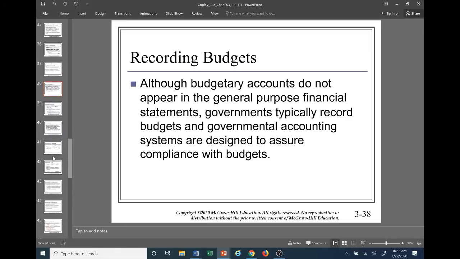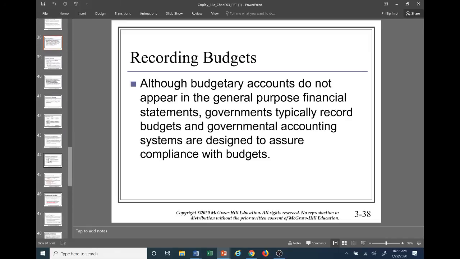So recording budgets. Although budgetary accounts do not appear in the general purpose financial statements, as I just said, you have your own separate ledger. You have a ledger that you use to make your entries for your budgetary accounts, and then you have a separate ledger, a GL, for the financial statements, in which obviously if you make entries, it would be reflected in the statements, right? So governments typically record budgets, and governmental accounting systems are designed to ensure compliance with the budgets. So they have separate ledgers there, right? One for the budget, one for the GL.